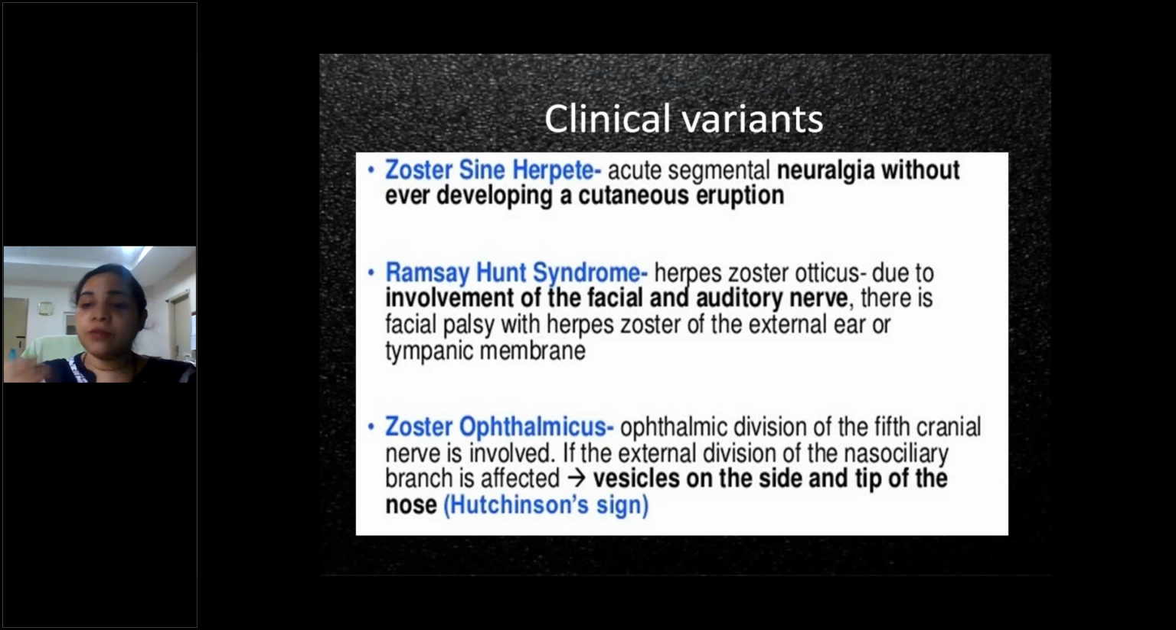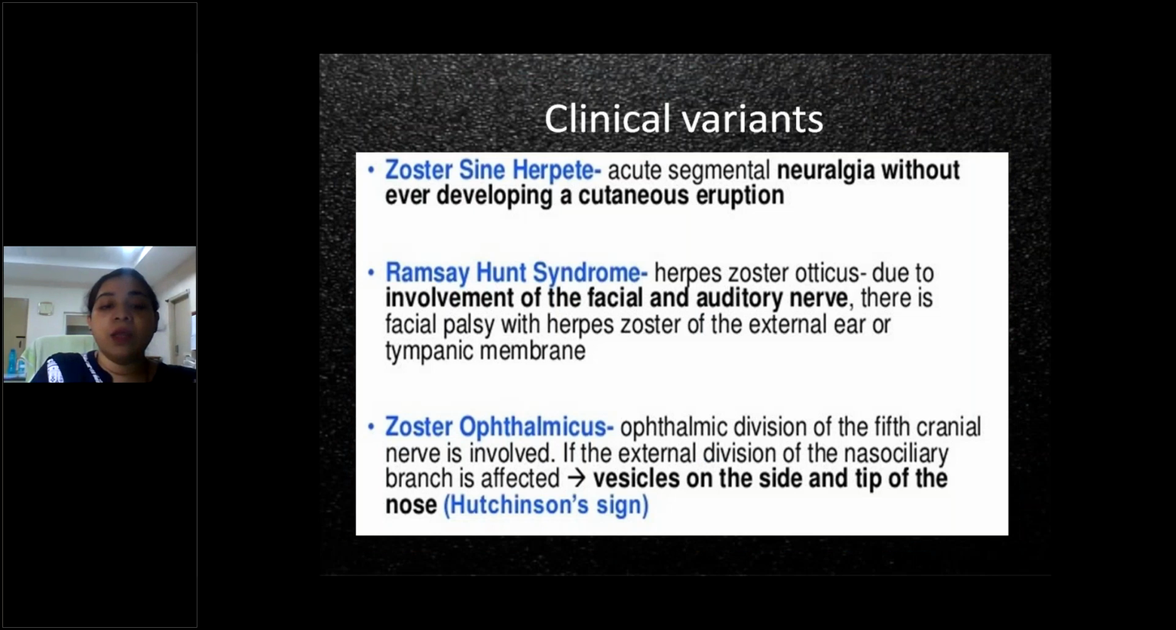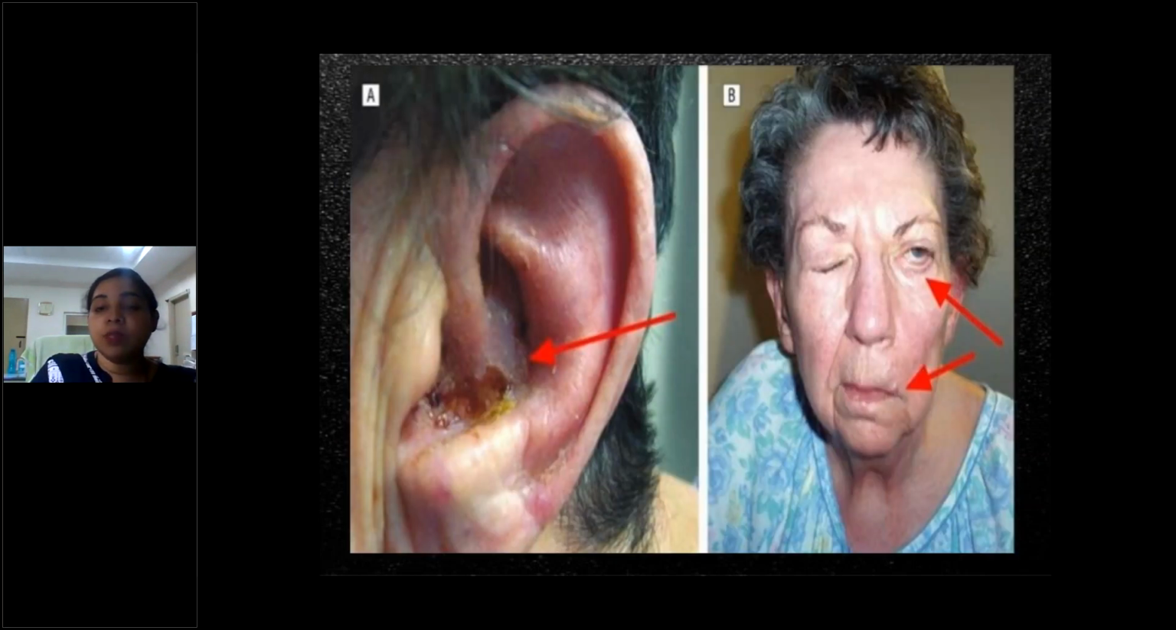Clinical variants. What are the different clinical types of herpes zoster or shingles? First one, zoster sine herpete. It is an acute segmental neuralgia without development of cutaneous eruption. So what is here? There is no cutaneous eruption here, but there is segmental neuralgia. Next one, Ramsay-Hunt syndrome. Here there is involvement of the facial and auditory nerve. Next one, zoster ophthalmicus. Ophthalmicus means the ophthalmic division of the fifth cranial nerve is involved. Let's see this one. So what is this? Ramsay-Hunt syndrome.